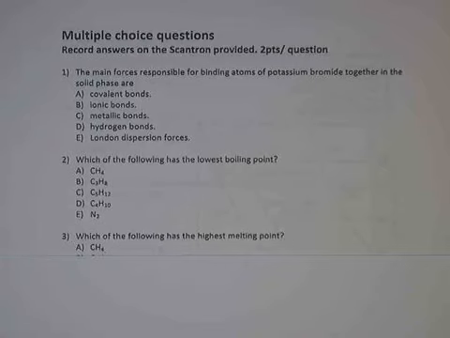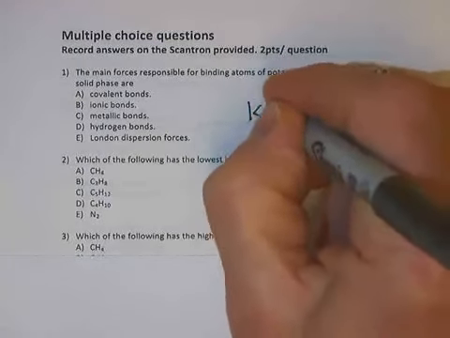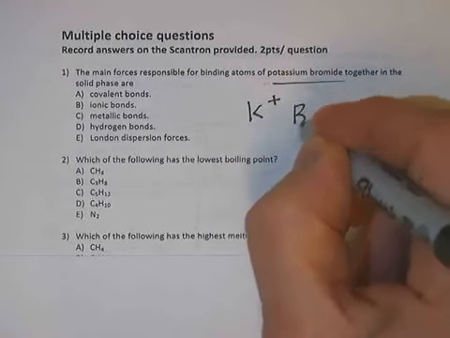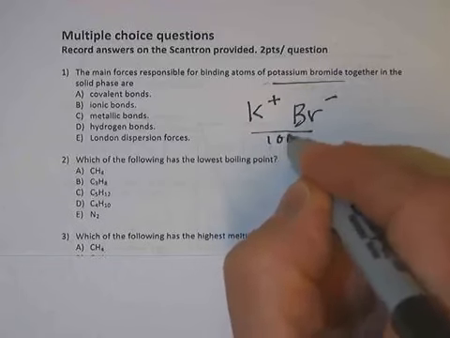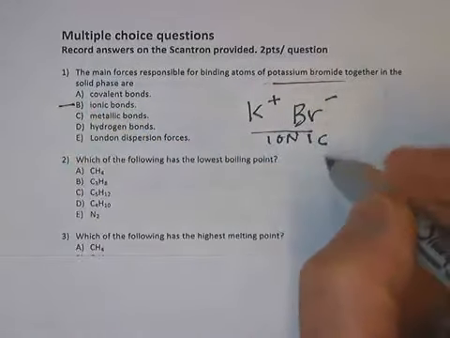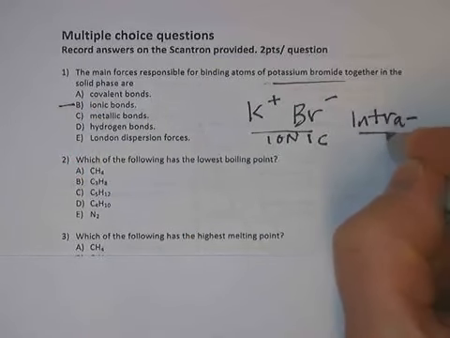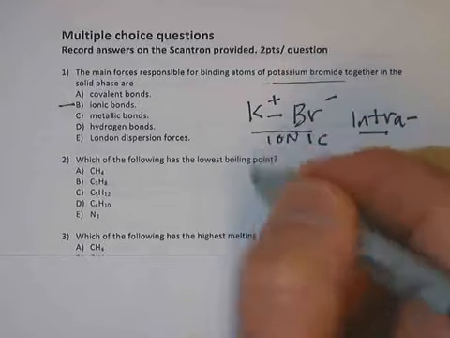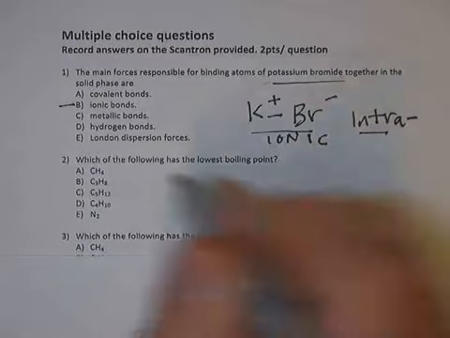Number 1, the main forces responsible for holding potassium bromide together. Potassium, remember, is a metal. Bromine is a nonmetal. So potassium bromide would be an ionically bonded together thing, and so you'd say ionic bonds. Remember, ionic bonds are an intramolecular force between the ions, and then they'd form a crystal lattice that holds those together, and they're super strong.